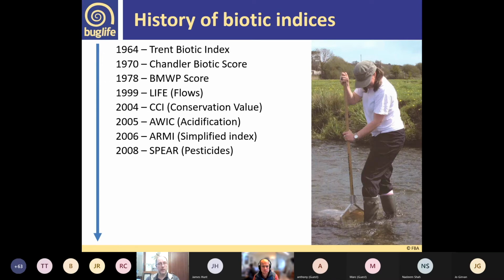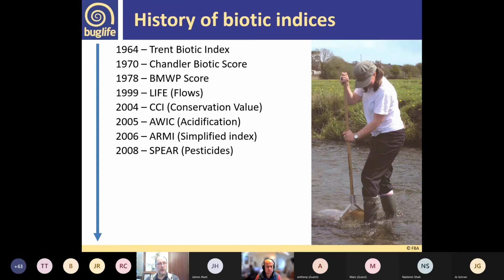And then a suite of different indices came out in the early 2000s. The CCI looking at the conservation value of rivers, acidification, the AWIC score, which I'll talk about later on, which is a simplified index for use in fisheries and with anglers, and the SPEAR method, which looked at various toxic compounds, but mostly was used for pesticides.